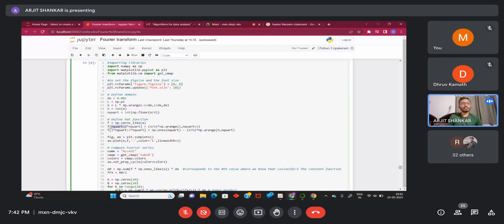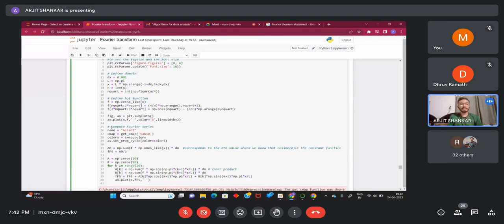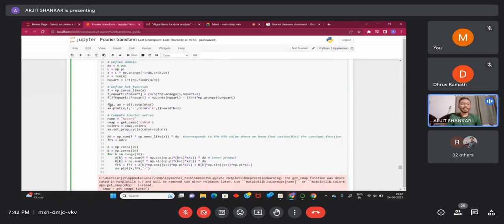So n quarter to 2 times n quarter, meaning from the beginning the part is 0, then the increasing part, then the decreasing part below from 2 times n quarter to 3 times n quarter, and then the 0 part. So that's how we are defining our hat function manually in this case. Then we are plotting that hat function. Okay, this is the first part.